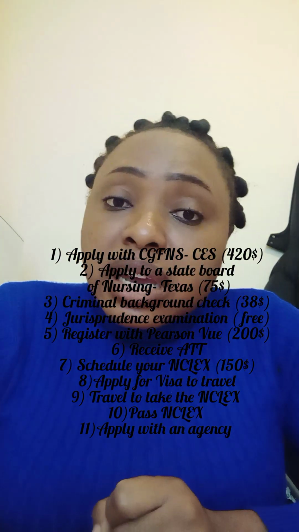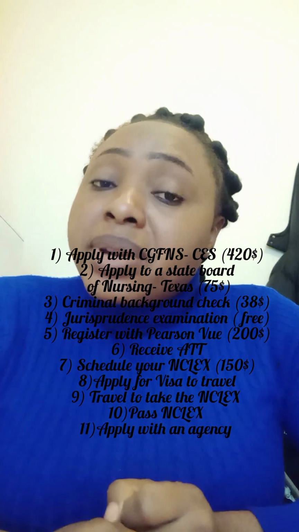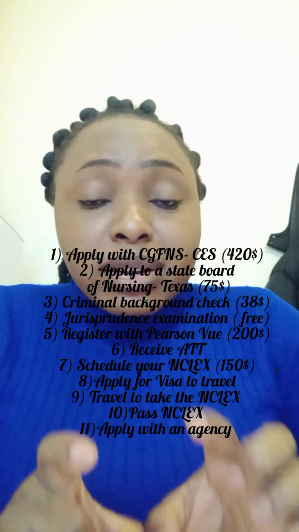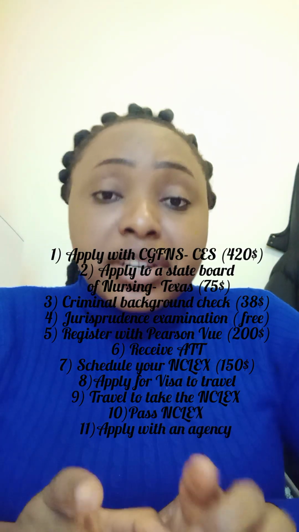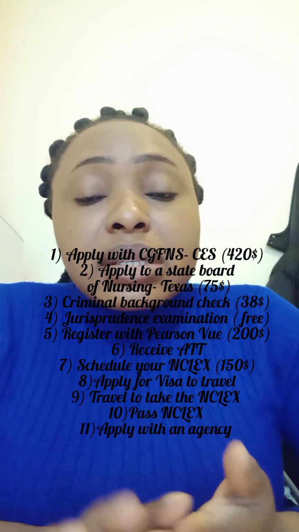The first thing is doing your CGFNS, which is your CES, Credential Evaluation Service. Two is to join the Board of Nursing, T-Bone, that is the one I am so much aware of. The third one is to do a criminal background check with T-Bone. I'll put the prices and the steps on the screen, so that refreshes your memory. And the fourth one is to do your medical jurisprudence exam with T-Bone.